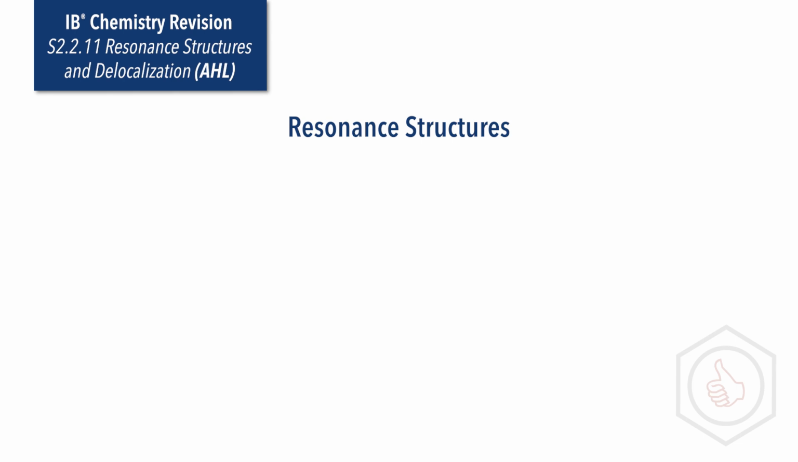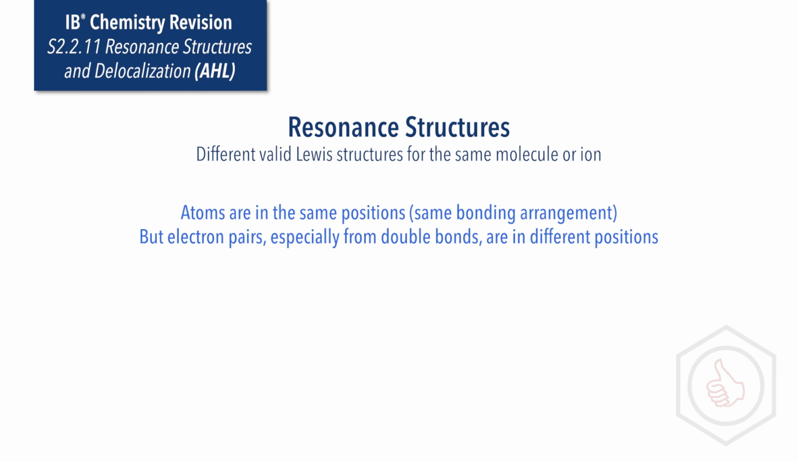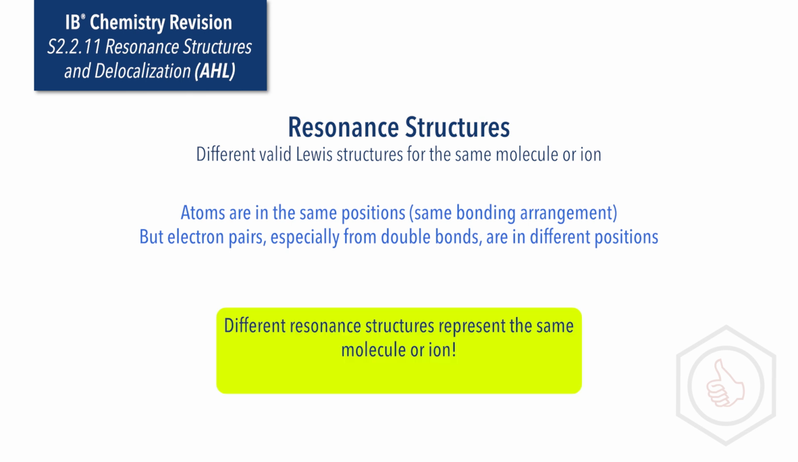Resonance structures are different valid Lewis structures for the same molecule or ion, where atoms are in the same positions, so bonded in the same arrangement, but electron pairs, especially from double bonds, are in different positions. Different resonance structures represent the same molecule or ion, not different forms, and the actual molecule is a resonance hybrid of all resonance structures, meaning the bonding that actually arises is a mixture of the different possible forms we can draw out. Common examples you should be aware of at this level include ozone, carbonate ions, and benzene.